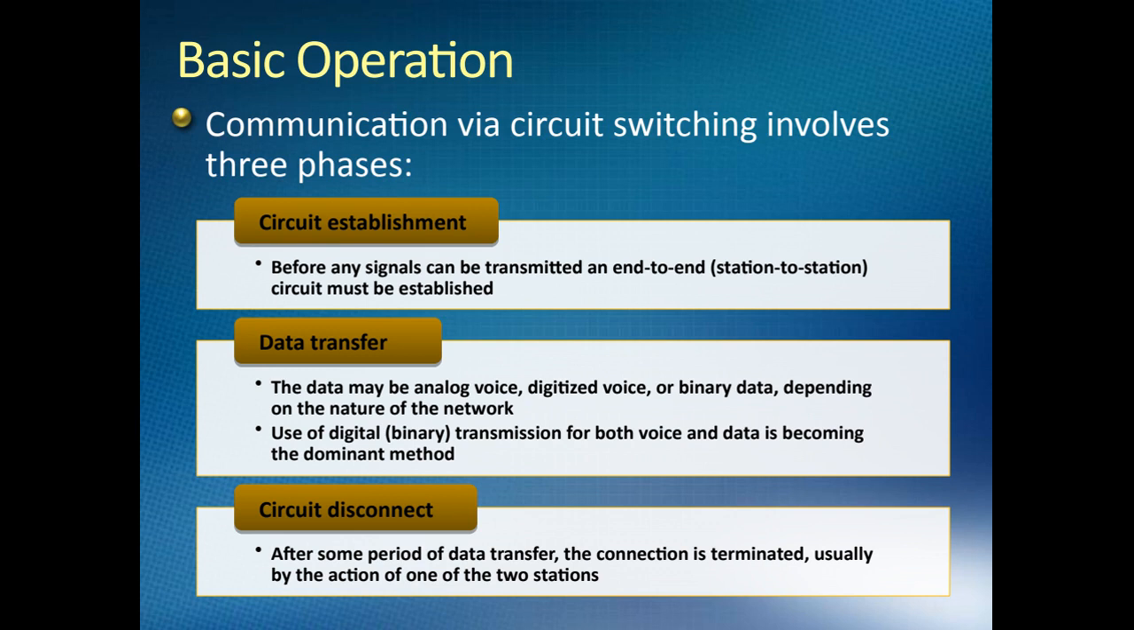The basic operation of circuit switching is three phases. First, circuit establishment. So you will establish the circuit. Then you start transferring, data transfer. And then when you are done, you need to disconnect because you cannot keep the line engaged so that someone else can use it.